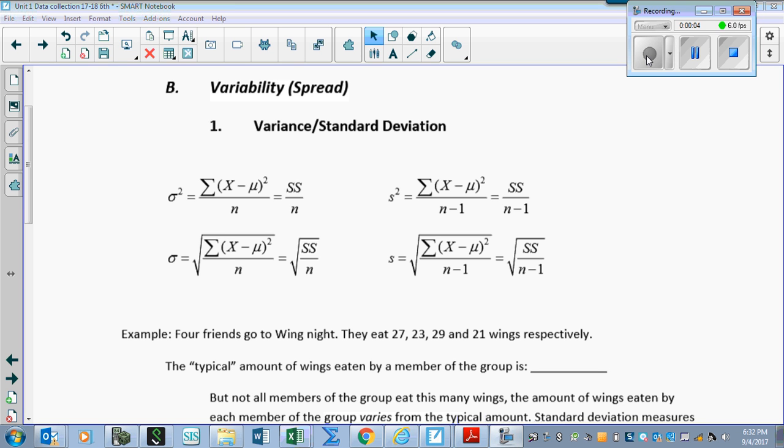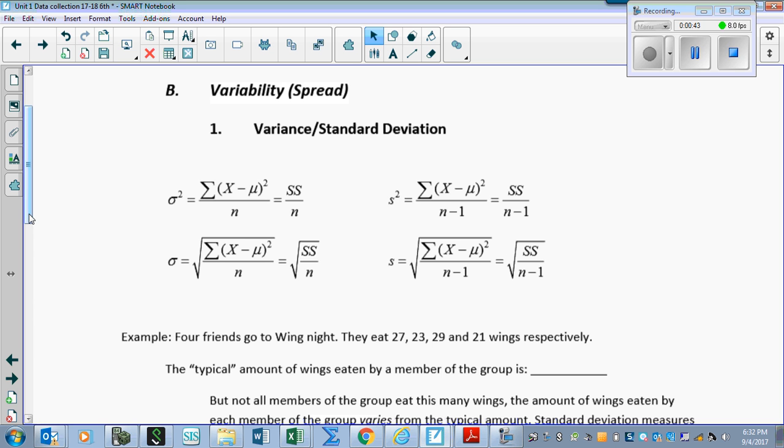So we covered the C in CUSS. Now we're going to cover the first S in CUSS, which is spread, more properly called variability. Variance and standard deviation are two measures of this. We saw the symbols when we made our table for the whole population: sigma squared for variance and lowercase sigma for standard deviation, and S squared for the variance of a sample, and S for the standard deviation of a sample.